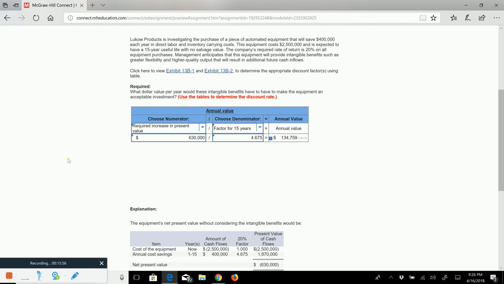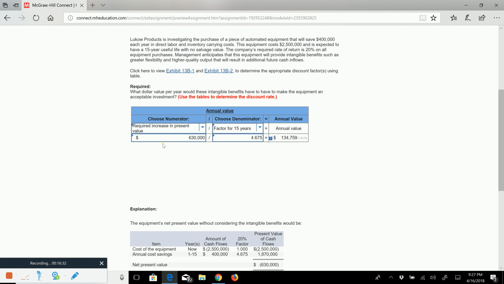Well, intangible benefits are always a good thing. It's nice to know that we have flexibility, we've got higher quality output. This is all fine and dandy. The problem is this: it is very difficult to put a dollar amount on intangible benefits. So when we have a situation like this, we can try to figure out, well, at least what dollar value could we put on these intangible benefits? And what you're going to do is prepare a schedule that looks something like this.